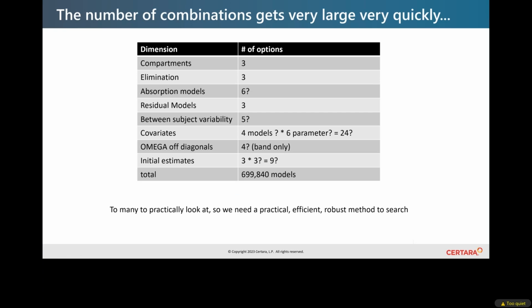Well, you put together that search space, that 8-dimensional search space, 3 options for compartments, 3 options for elimination mechanism, etc. You end up with 700,000 possible models. Not something we're going to run. So we need a better algorithm for searching this.